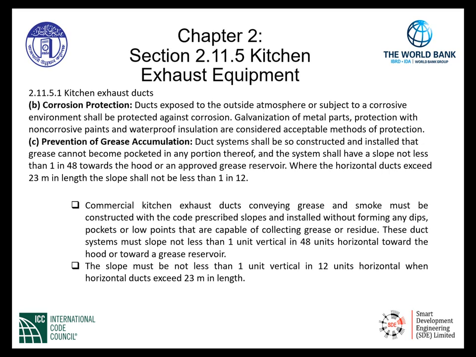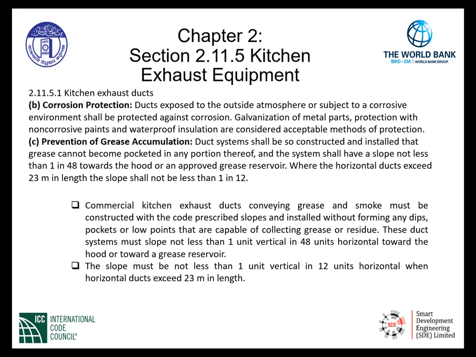As we move to item C for kitchen exhaust ducts, this section covers requirements regarding prevention of grease accumulation within ducts. Duct systems shall be so constructed and installed that grease cannot become pocketed in any portion thereof, and the system shall have a slope of not less than 1:48 towards the hood or an approved grease reservoir. Where the horizontal ducts exceed 23 meters in length, the slope shall not be less than 1:12.